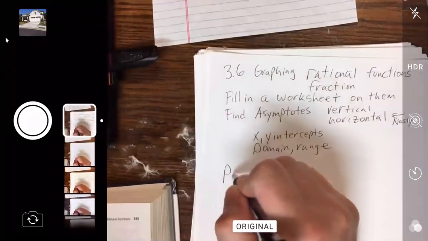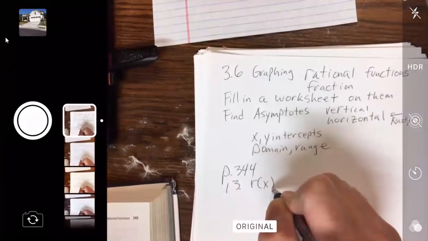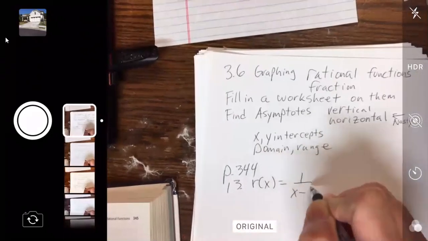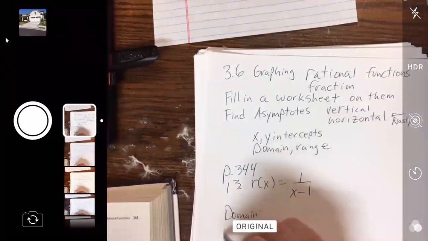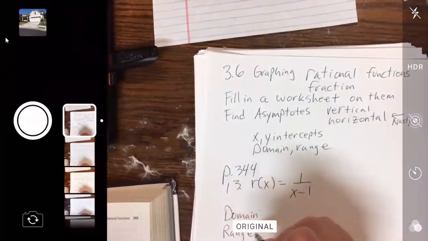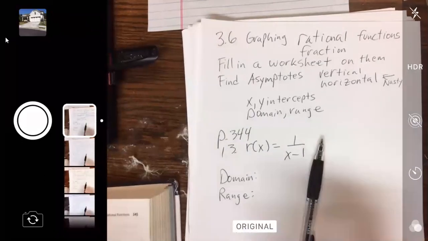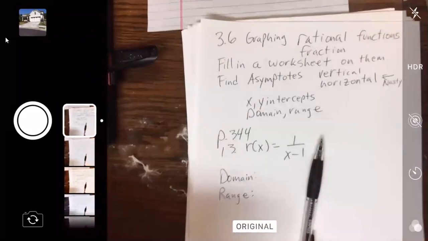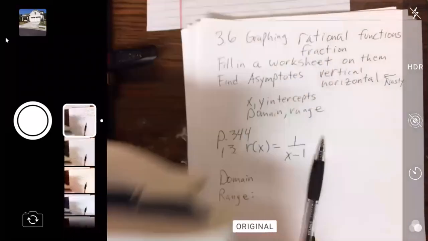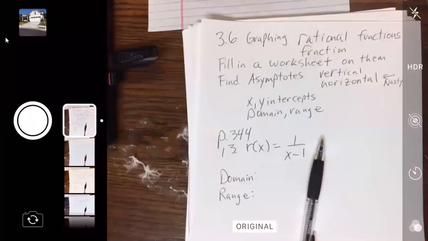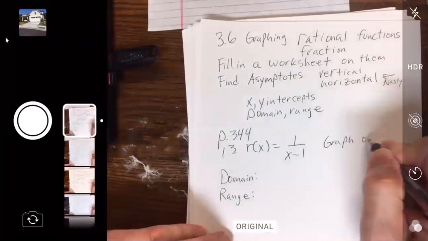I guess we'll just start in on the first one, page 344, number 13. R of x equals 1 over x minus 1, and they want domain and range. It tells you to use transformations of the graph 1 over x. You don't have to mess with that. You can use the calculator. Graph it on the calculator.